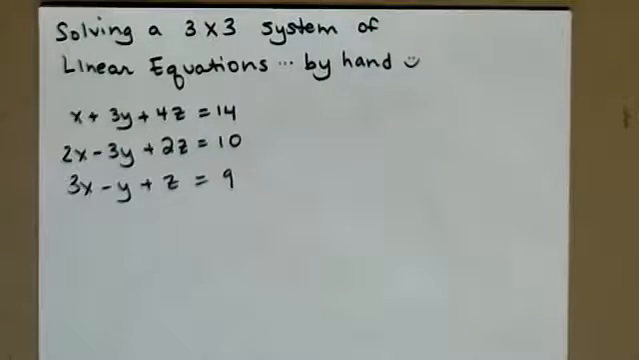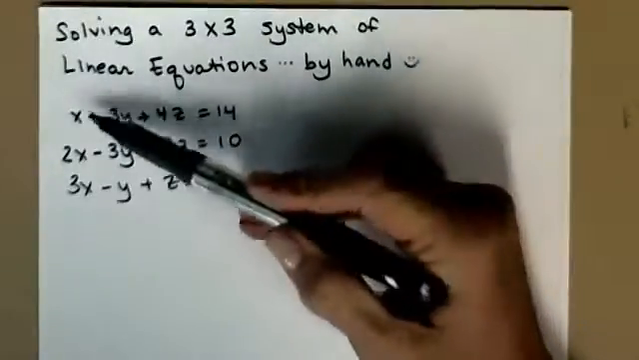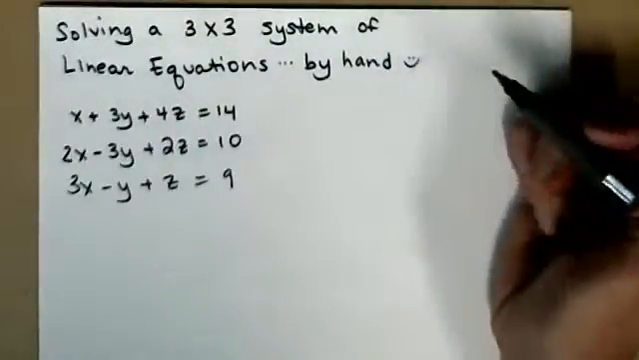Okay, so we are going to work an example of solving, we call it a 3x3 system of linear equations, and we're going to do it by hand. Now, it's not hard, but it's very detail oriented, so make sure you have lots of paper and stay calm. Okay, so 3x3, and it gets that name because I have 3 variables and 3 equations, and these happen to all be linear equations, which is good.